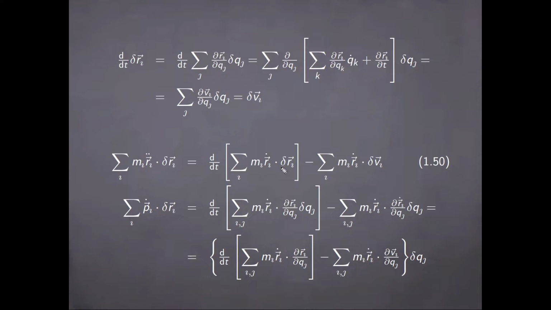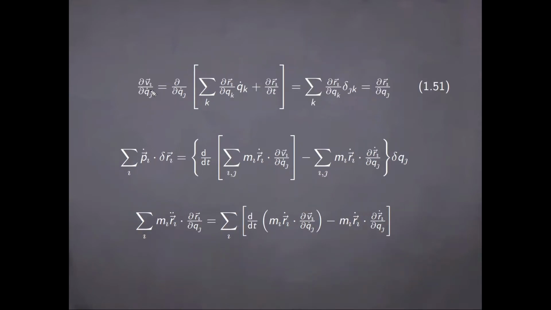And then we can expand the two virtual displacements in generalized coordinates. And we see that if we do things in this way, we can factor out the virtual displacements of the generalized coordinates to obtain the quantity in curly brackets here.